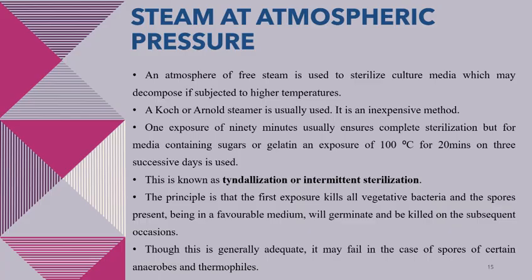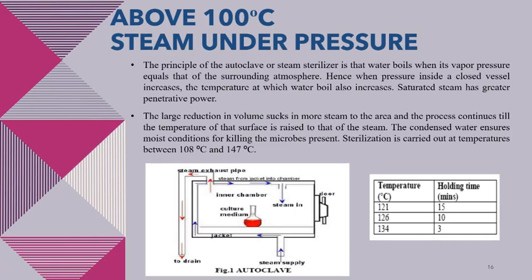So the next method is above 100 degrees Celsius, which is steam under pressure. It is the autoclave method, in which 121 degrees Celsius at 15 psi for 15 to 20 minutes sterilizes the surface of the media. The steam penetrates into the material and causes rapid protein coagulation and spore destruction.